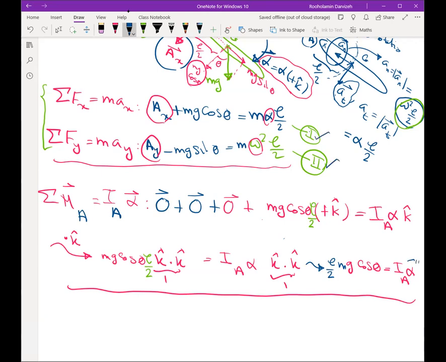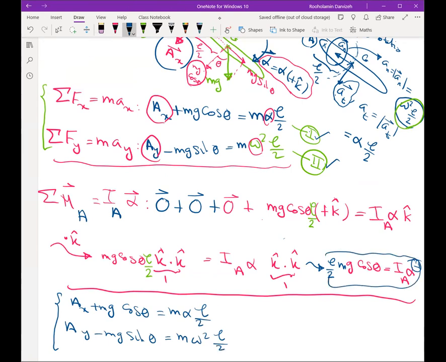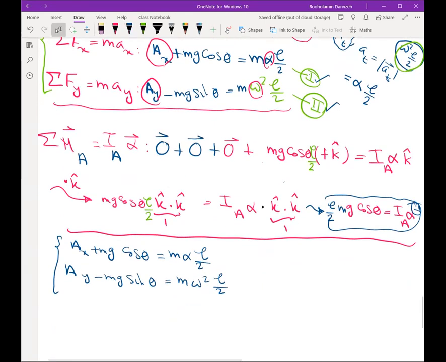Equation one, equation two, equation three. Rewrite again. A_X: mg cosine theta, m alpha, L over two. A_Y minus mg sine theta, L over 2. And the last one, which comes from rotation: mg cosine theta, L over 2 equals I_A alpha.